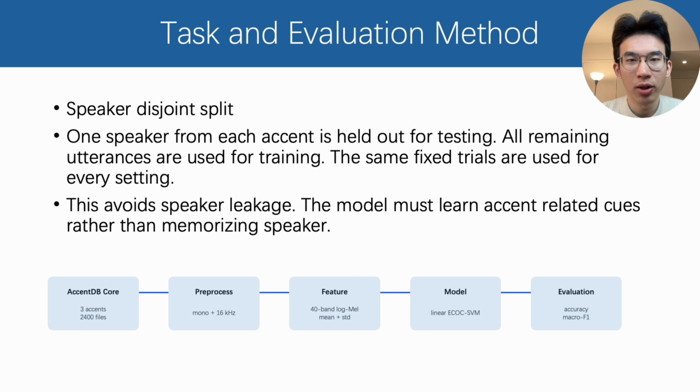The following 5 boxes illustrate the training process of my system. I used AccentDB dataset which contains 3 accents. Then these audio files will be pre-processed and filtered. After that, I used the linear ECOC SVM model to train my system. And finally, I used the accuracy and micro F1 to evaluate my system.